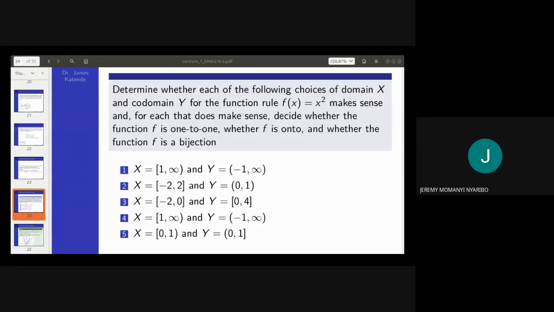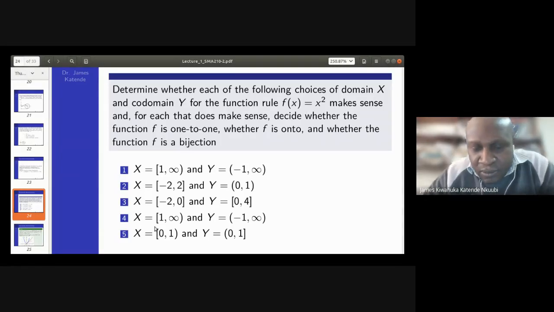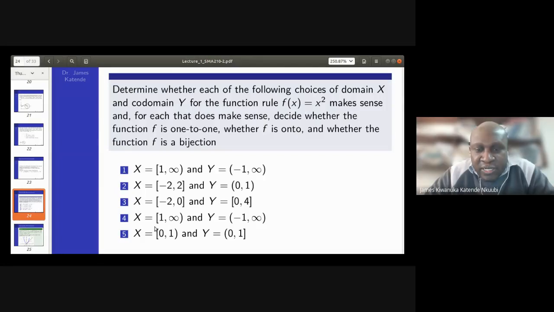I think I've found for 2. Okay, you have decided to do number 2. So tell me what you have done for number 2. I found that for number 2, some of the elements in the domain will not be mapped onto the codomain. Yeah, that's correct. So that one doesn't make sense.